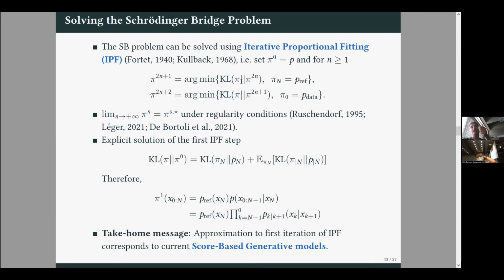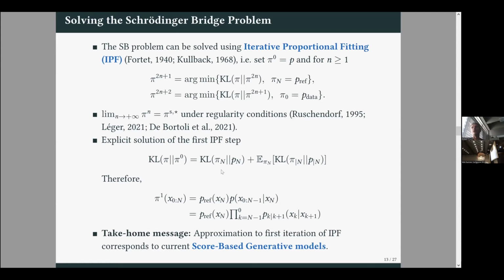Okay, so in the iterative proportional fitting recursion, you just ensure one of these constraints at each iteration. At the odd iterations, you minimize the KL subject to pi_n equal to this Gaussian distribution. At the even iterations, you minimize the KL subject to the marginal at time 0 being equal to the distribution of the data. Okay, and you can show under fairly mild regularity conditions that this converges towards the solution of the Schrodinger bridge problem.